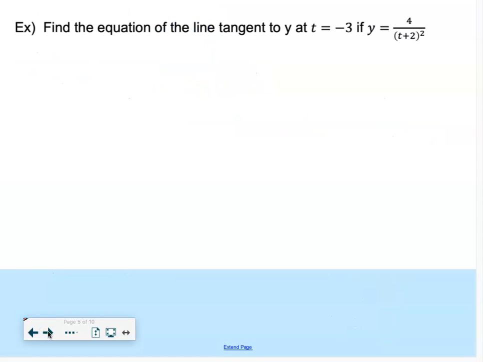All right, next example. Find the equation of the line tangent to y at t equals negative 3 if y equals 4 over (t plus 2) quantity squared. So take a moment. In order to find the equation of the tangent line, you're going to need a point and you're going to need a slope. To find the slope, you're going to have to find the derivative. So take a moment, pause the video, work this out. See if you can find the derivative and then find your point and your slope and write your equation.